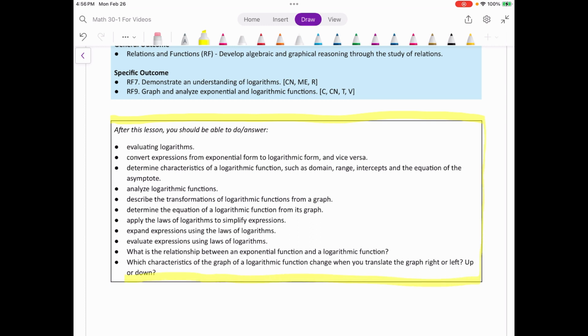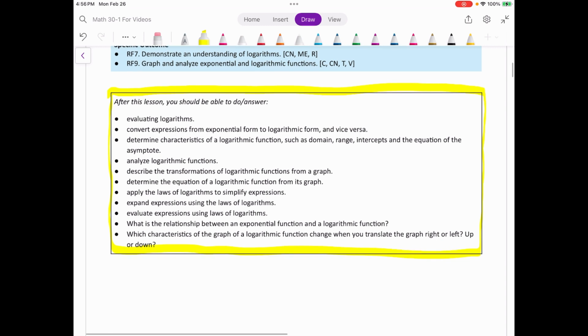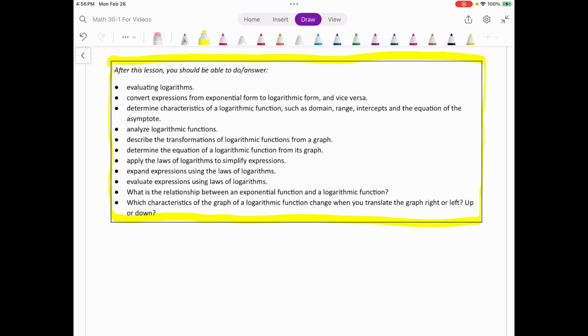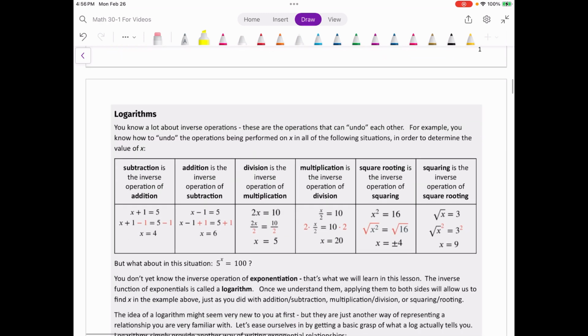So, as always, here's a little checklist, right? The important skills and ideas that we hope to have down by the end of this lesson. So you can use that to check in with yourself afterwards. But let's jump right in.